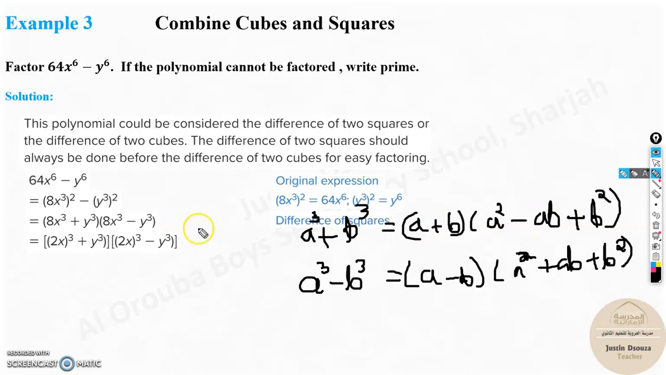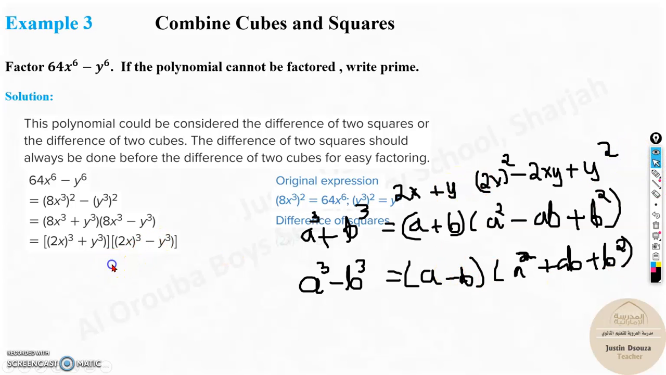Now you need to write, instead of 2x whole cube plus y cube, you need to write 2x plus y and 2x the whole square, that will be 4x squared minus 2xy plus y squared. So this is going to happen for the first term. Same thing with the next term. Here 2x plus y, and this 2x the whole square is 4x squared minus 2xy plus y squared.